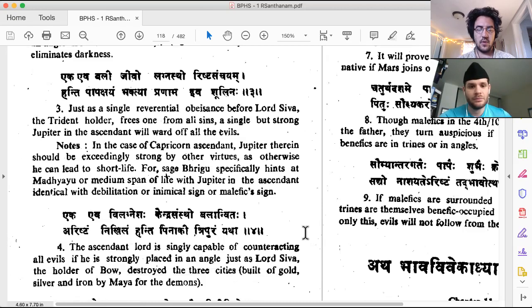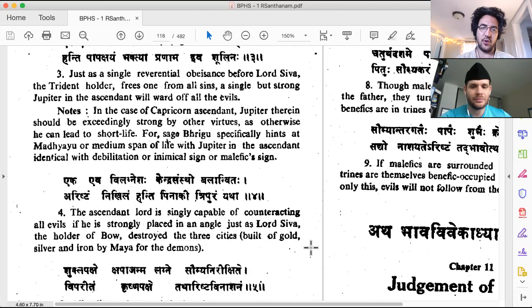Sure. Yeah, that makes sense. And the 3rd, he says, just a single reverential obeisance before Lord Shiva, the trident holder, frees one from all sins. A single but strong Jupiter in the ascendant will ward off all evils. That's a no-brainer. The great benefic.